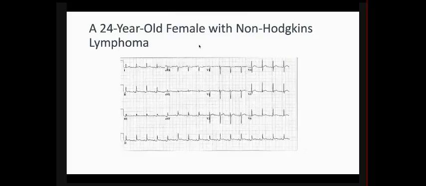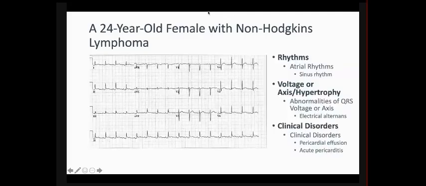The last one is a 24-year-old lady with a non-Hodgkin lymphoma. Okay. Sorry, I think I had too much coffee and I pressed next unintentionally. So this is a sinus rhythm, and of course, if you concentrate on the rhythm strip at the end, you will find an electrical alternans in there. Yeah, you got this right, of course.